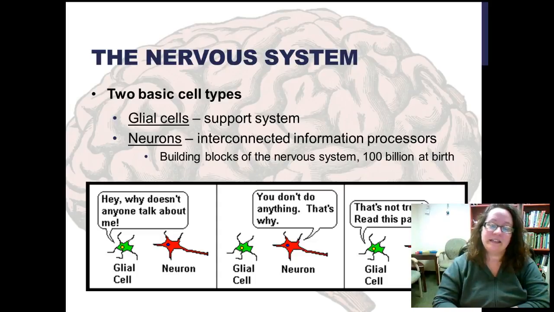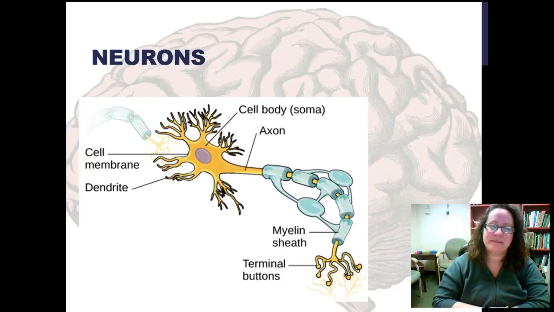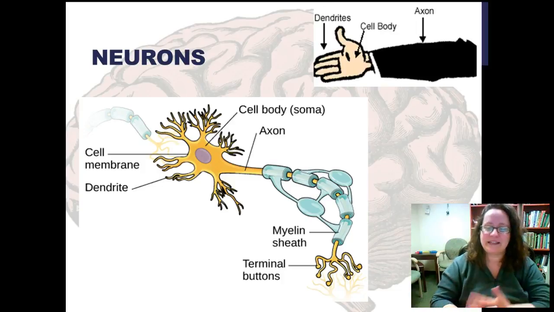So for the nervous system, we talked about how we have two basic cell types, the glial cells and the neurons. The glial cells we used to call nature's packing peanuts, but they actually really support the neurons in important ways. The neurons, though, are our communication system in our brain, so we'll spend a lot more time on neurons.